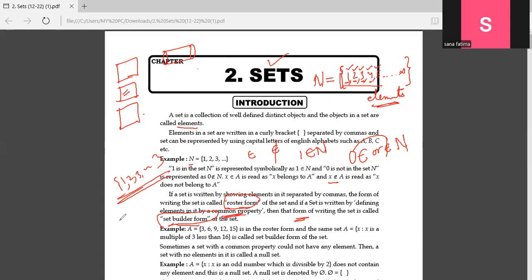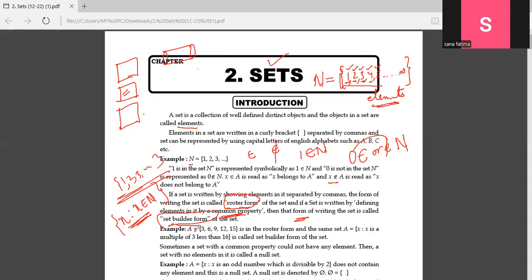For example, x belongs to natural numbers. You are writing just a common property. Then it is called set builder form. And how set builder forms are written, I'll explain in detail. Do not worry about that.